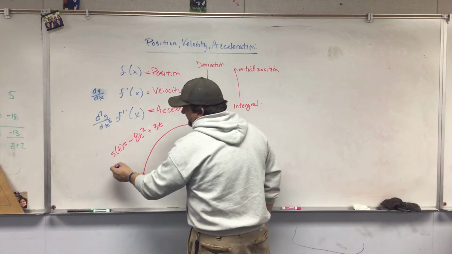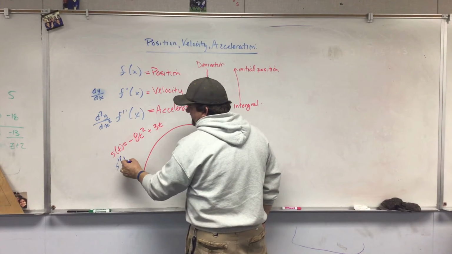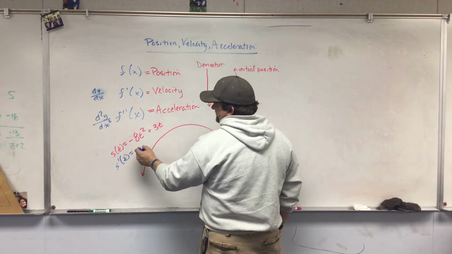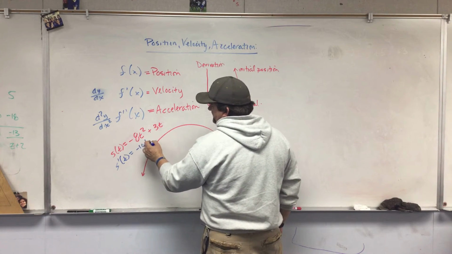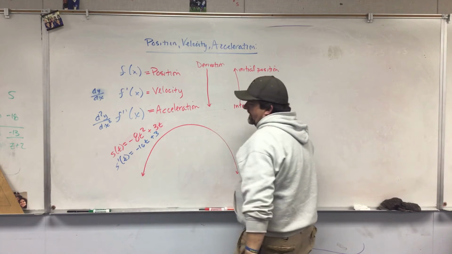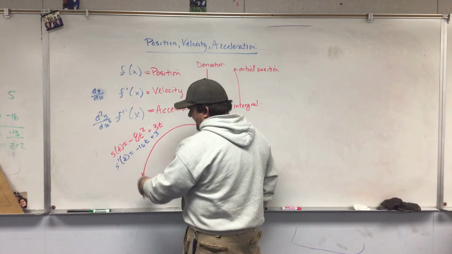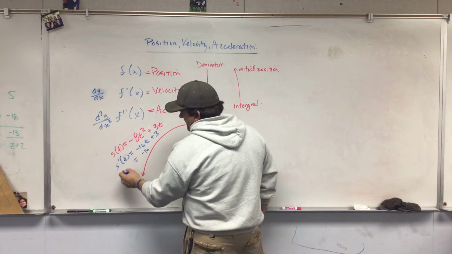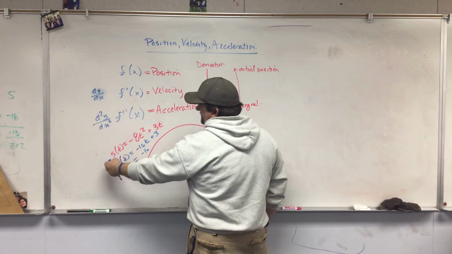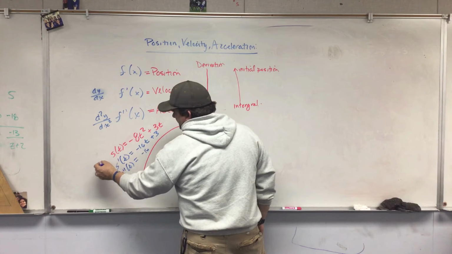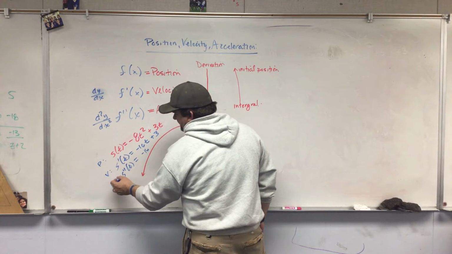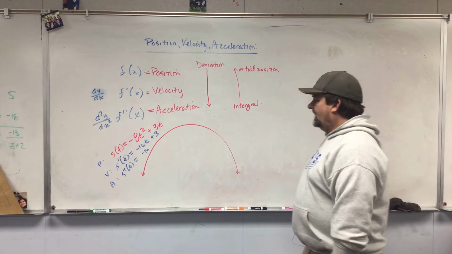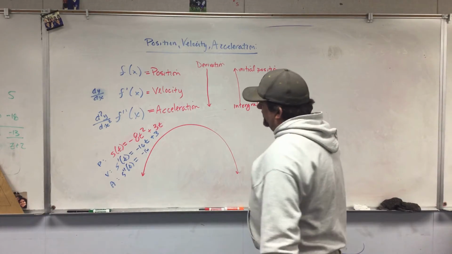And then you would find the derivative of t, which is going to equal whatever it is, which is negative 16 t plus 3. And then you can take that derivative, which is going to give you negative 16. And now you have your position, velocity, acceleration.